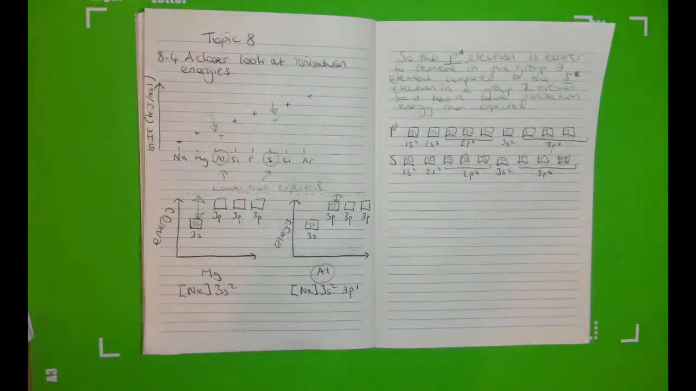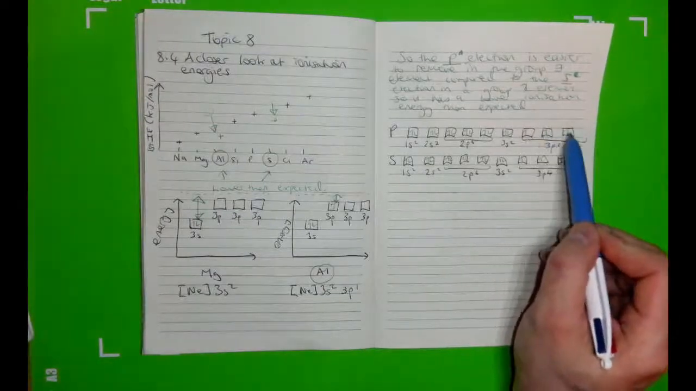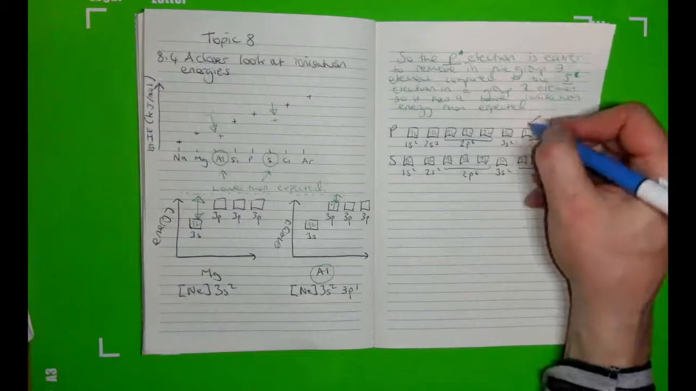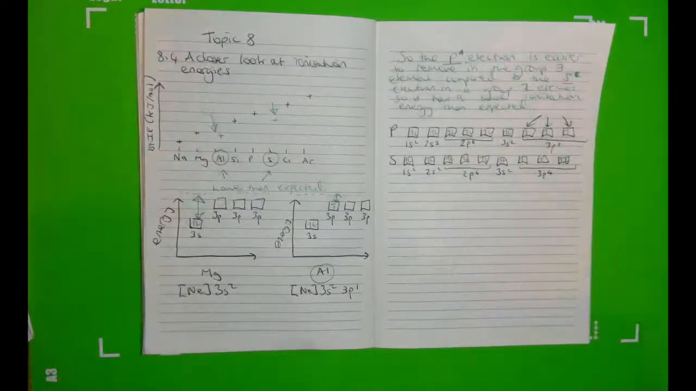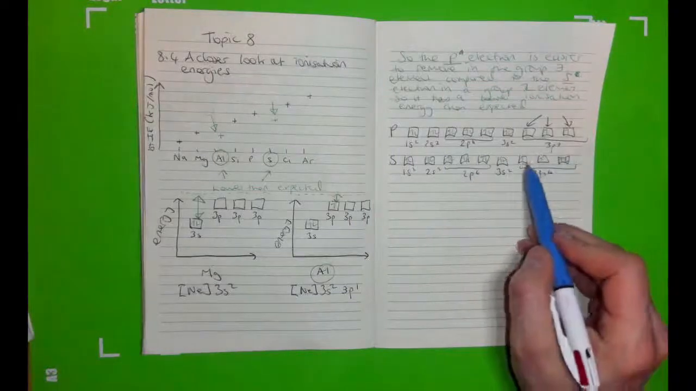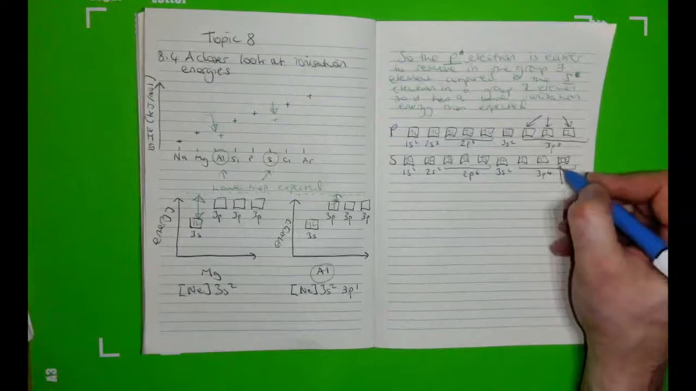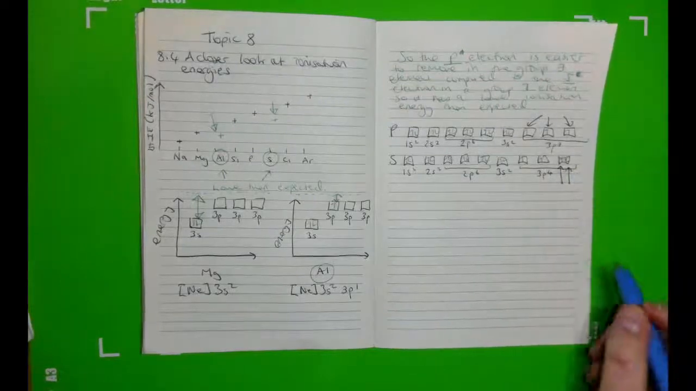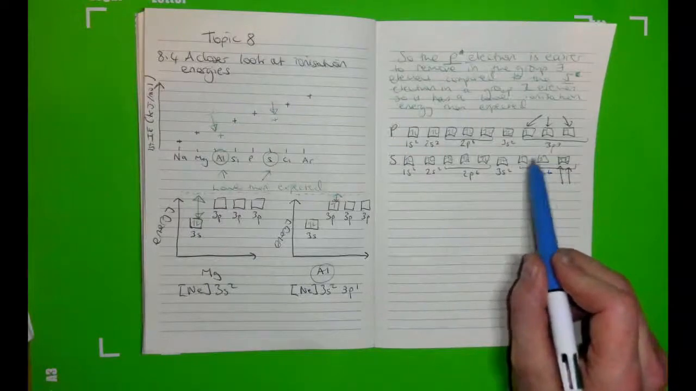Now, we're talking about ionization energy here. So ionization energy is the energy required to remove the first electron. So the energy required to remove this electron, or this electron. So it's that one, or that one. With these ones though, it is either this electron or that electron, because these electrons are easier to remove than these ones.